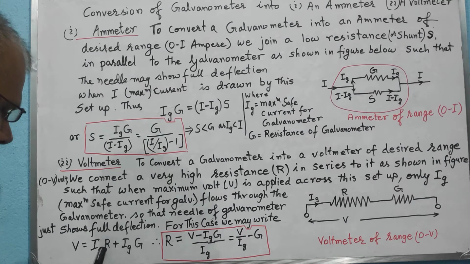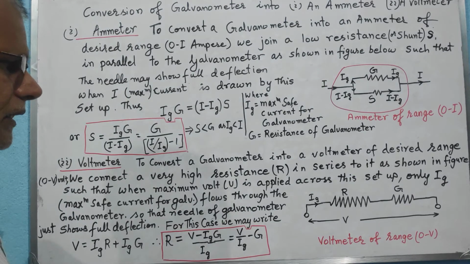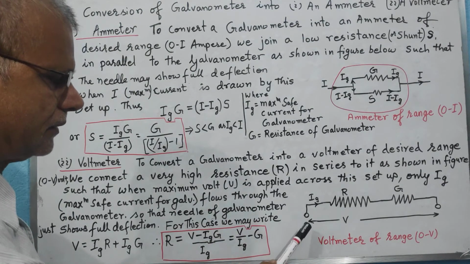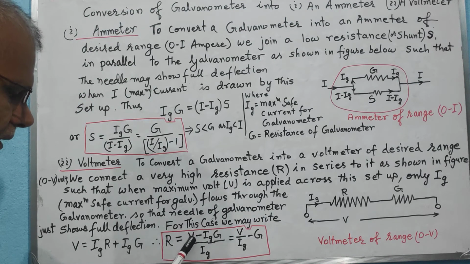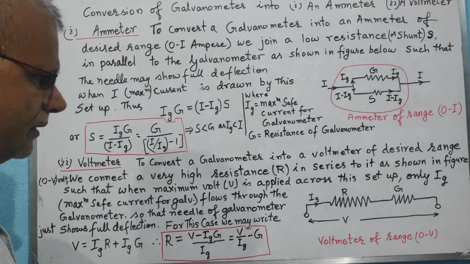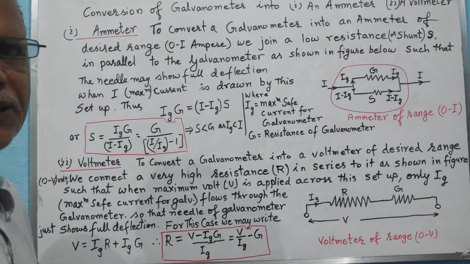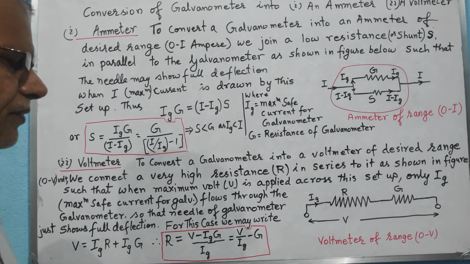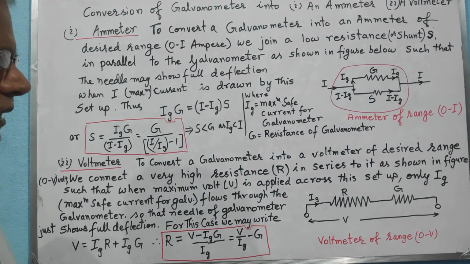From this we have capital R, the resistance to be attached to the galvanometer, which enables it to measure voltage up to V. So R equals V divided by Ig minus G. We know the desired range, the maximum safe current of the galvanometer, and its resistance, so on putting these values we can find the resistance to be attached in series with the galvanometer, which enables it to measure the voltage of range 0 to V, and this setup is known as a voltmeter.